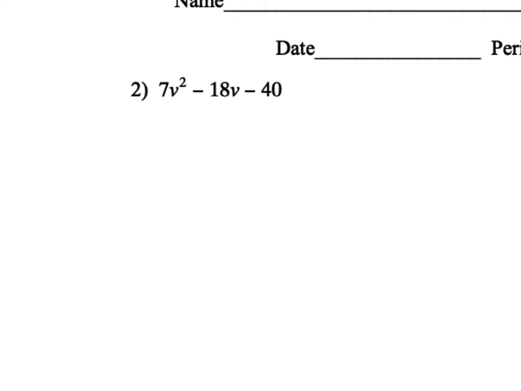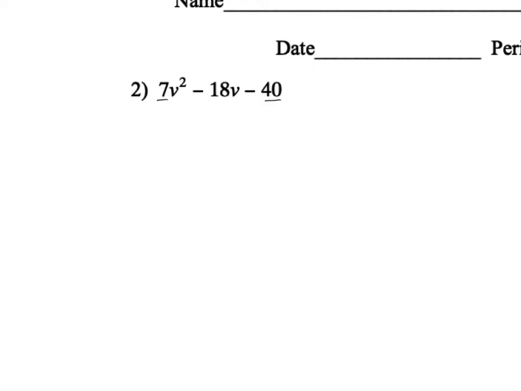All right, is there a greatest common factor that goes into 7v squared, negative 18v, and negative 40? There is not. So we move on to the next thing. We check how many terms there are. How many terms are here? We have 3 terms. Is it a perfect square trinomial? Well, it is not because 7 and 40 are not perfect squares, so we can stop there.